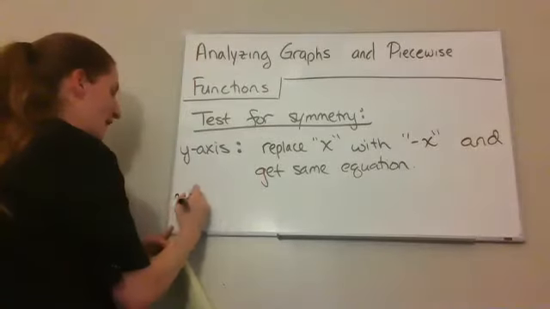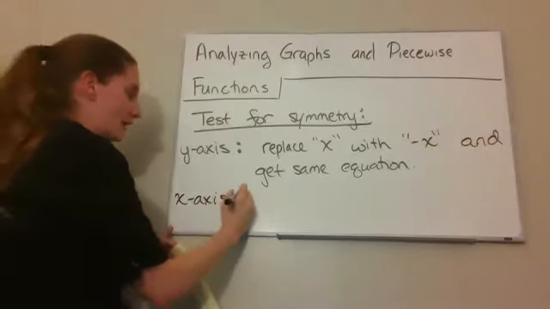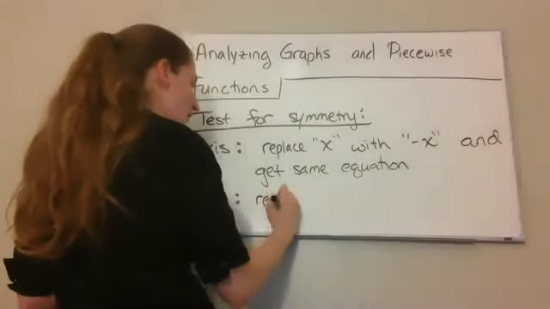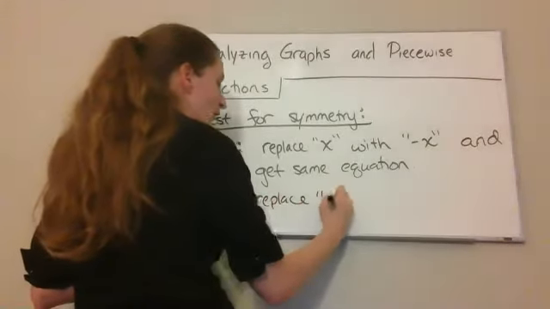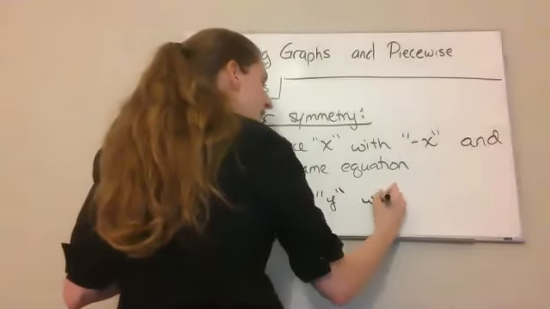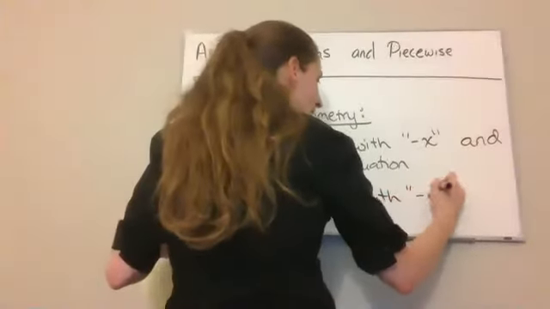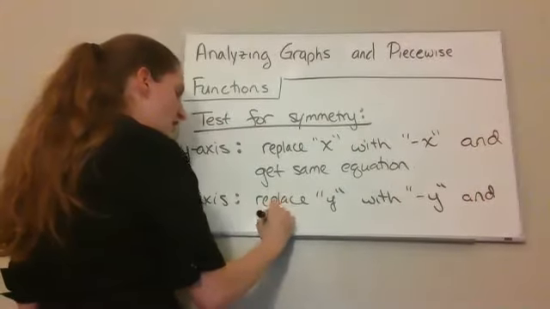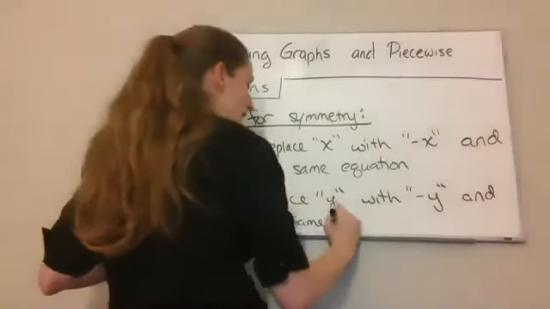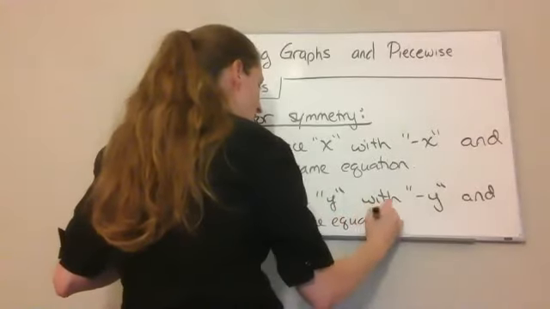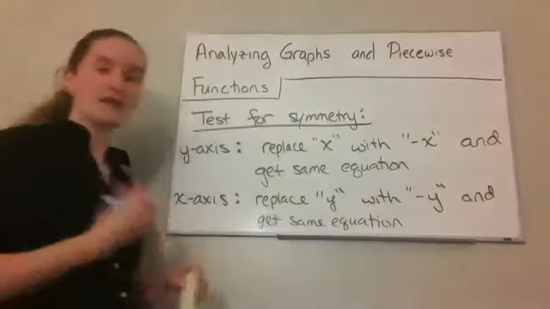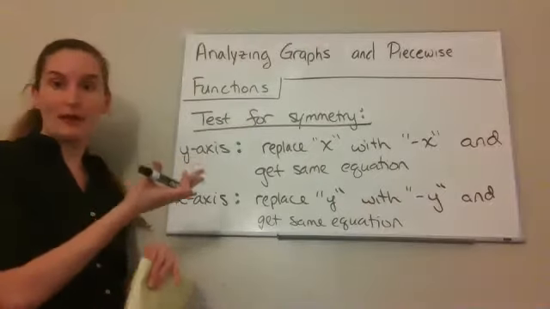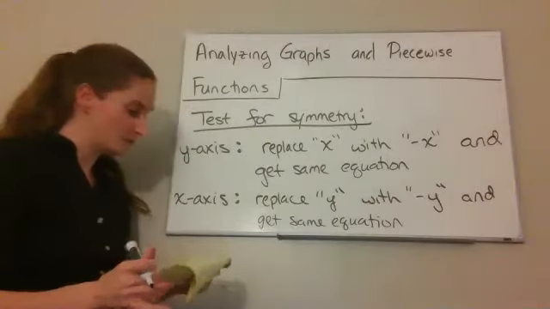To see if it has symmetry across the x-axis, we do something similar. We're going to replace every single y with negative y. And if we get the same exact equation, then that means it's symmetric with respect to the x-axis, which means that it looks exactly the same above the x-axis as it does below.